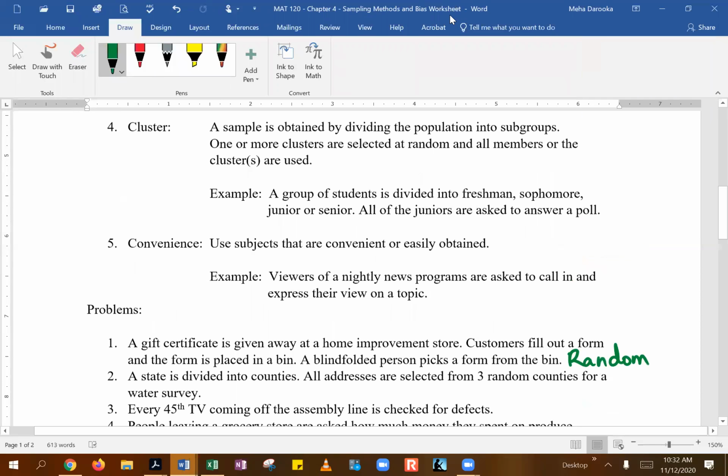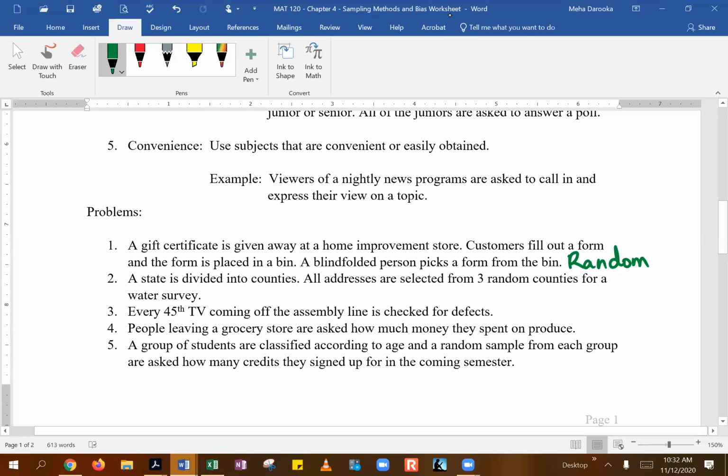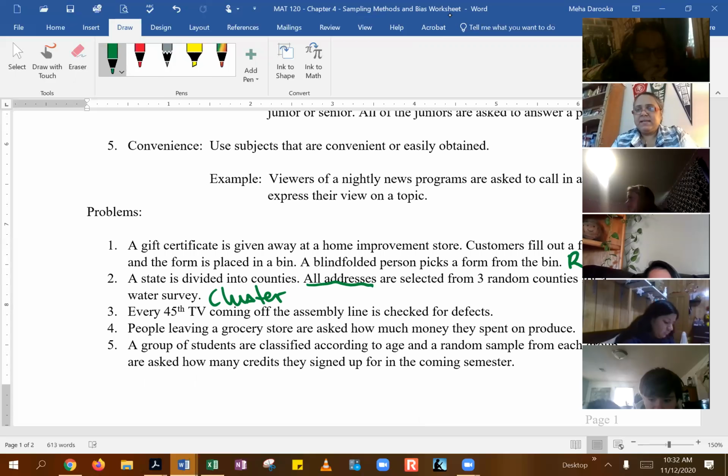All right, let's go take a look at the definition again for cluster. Cluster is talking about a sample obtained by dividing the population into subgroups. So those would be our counties, as the subgroups. One or more clusters are selected and all members of the cluster are used. And they are specifically telling us all addresses are selected from these 3 random counties. So yeah, very good, Burgundy. This will be an example for cluster sampling. Does that make sense, guys?